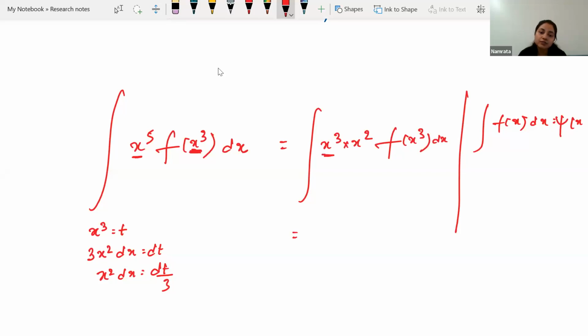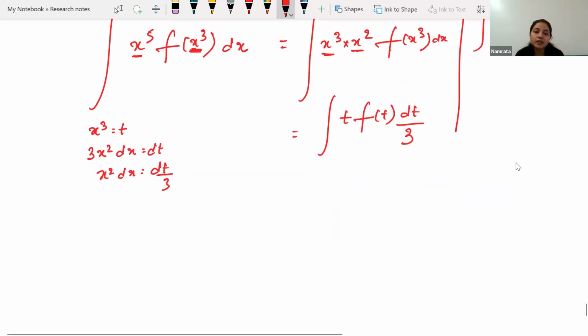And this x cube we have assumed as t. f of x cube is f of t. And this x square dx is dt by 3. So dt by 3. Any confusion so far? No, ma'am. Now, it looks like we can do integration by parts here. We have done this type of integration. So let's do integration by parts. So 1 by 3, let's keep it outside.